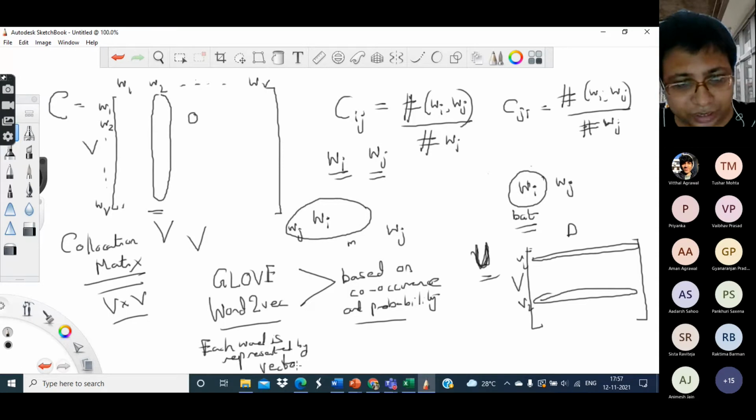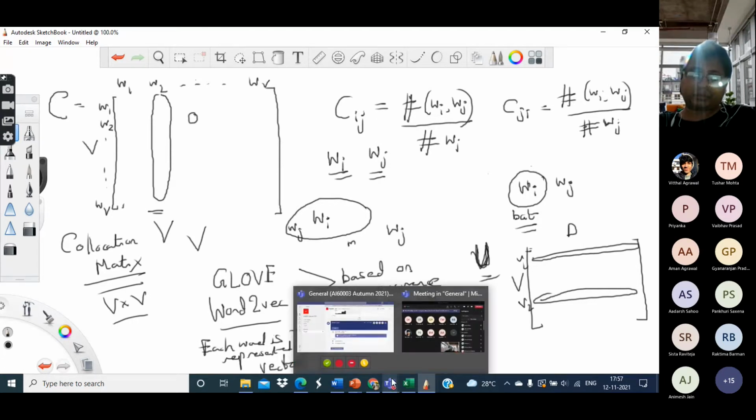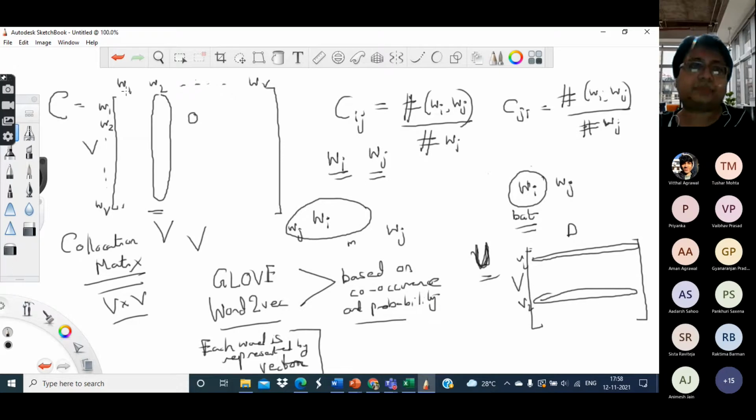Obviously this process has to be done over a very large corpus. When we are calculating these contexts, it cannot be based on just a single sentence. It will have to be based on a very large number of sentences, which of course requires a very large corpus. But at the end of the whole thing, I will get a U and V matrix, based on which I will get a d-dimensional representation of every word.